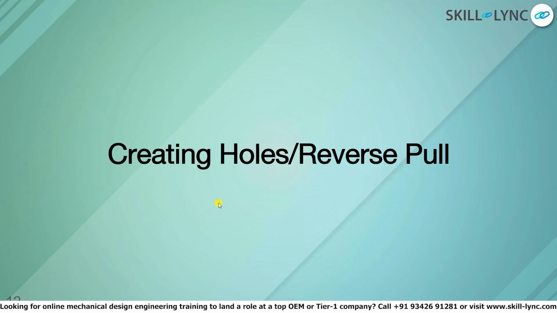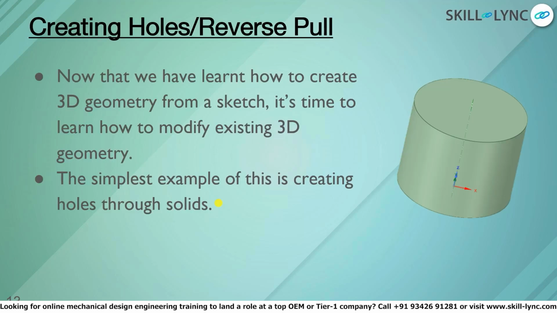In this section, we are going to be covering how to create holes, or the reverse pull method. Now that we have learned how to create 3D geometry from a sketch using the pull technique by adding material, it's also time to learn how to modify existing 3D geometry. The first example of this case would be creating a hole in a solid object.